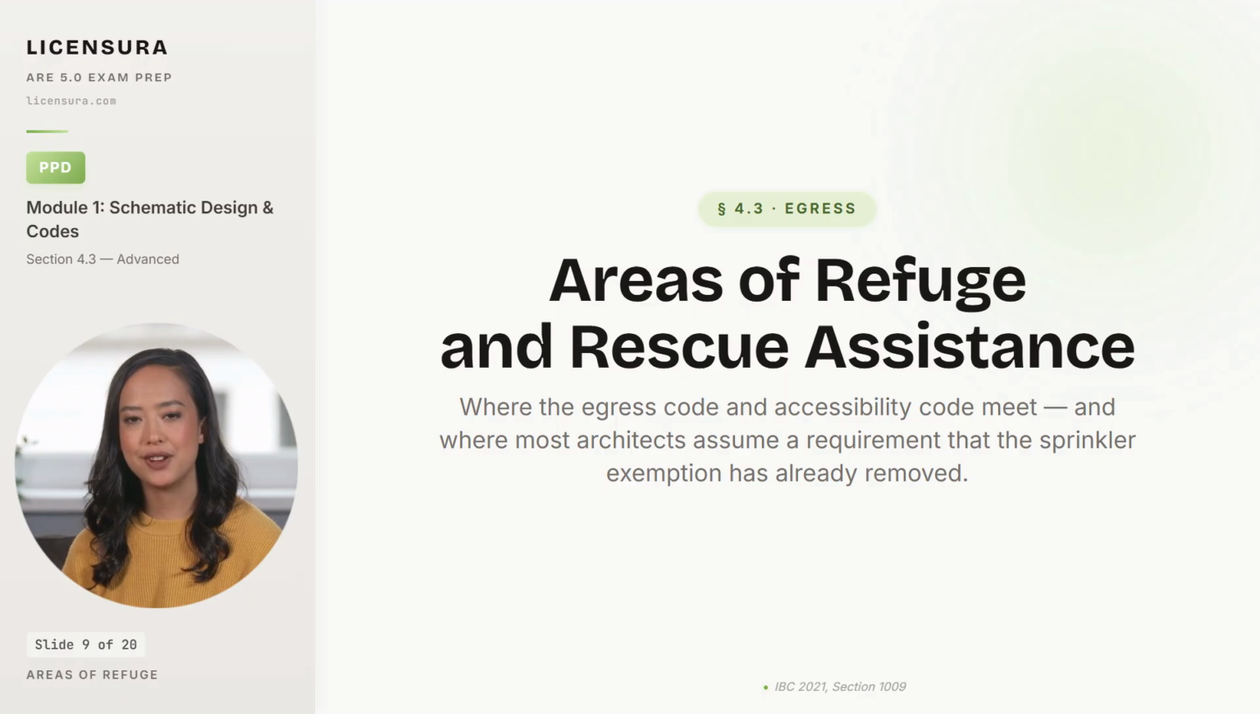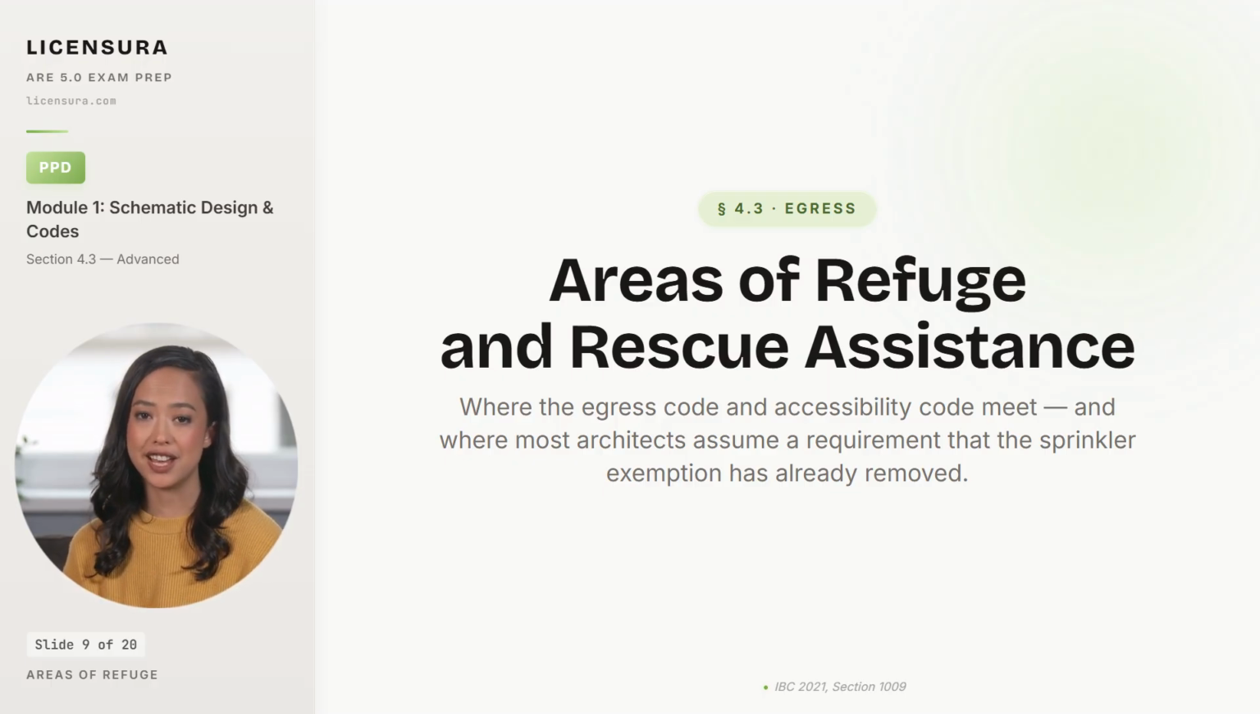Section 1009 of the IBC governs the rule, and the rule is straightforward on the requirement side and surprisingly narrow on the trigger side. The biggest exemption is sprinklered buildings, and since most modern commercial buildings are fully sprinklered under NFPA 13, the requirement bites mostly on older buildings and renovations.